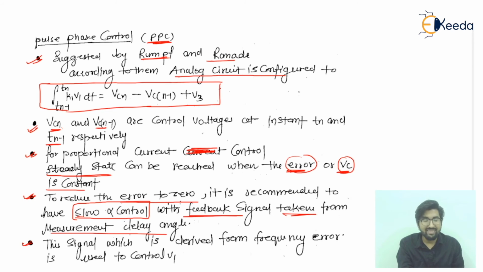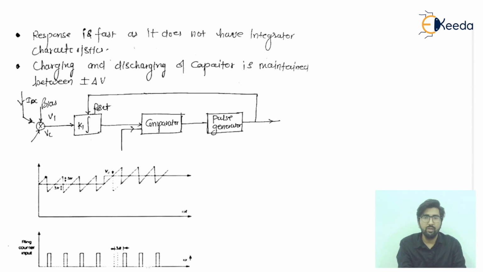Now this signal, due to that delay angle, is derived from the frequency error and used to control the V1. So that V1 will be controlled from this. So this is kind of the basic points which are written for the PPSC. Then I will discuss some of the important points that you have to concentrate on.